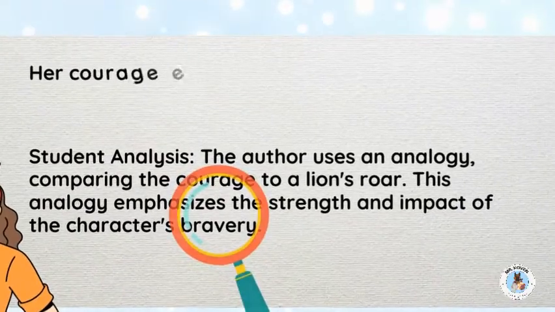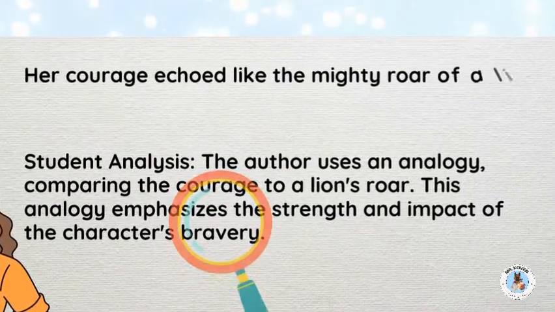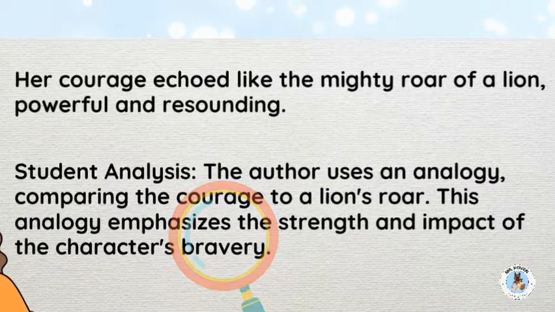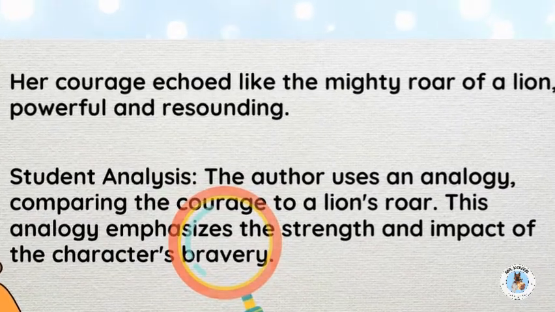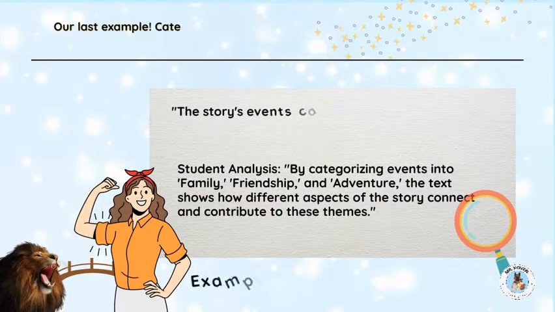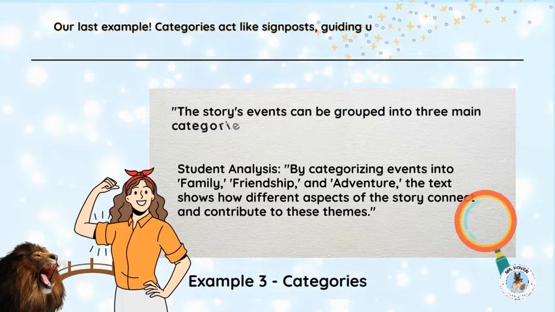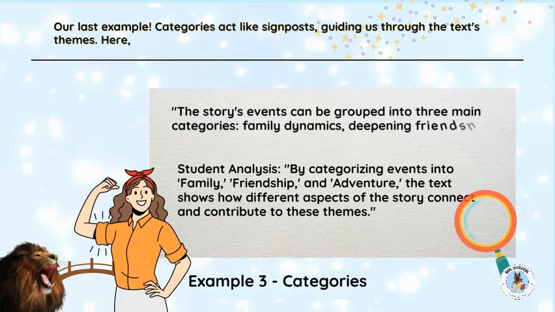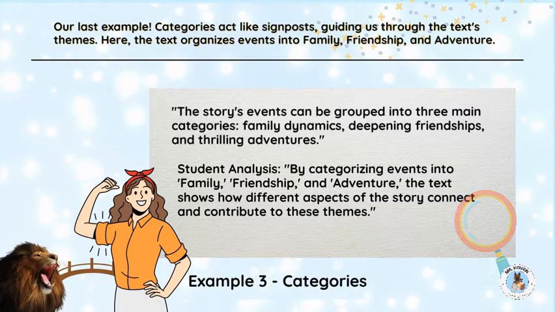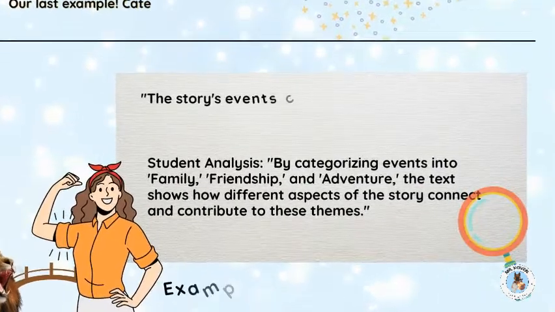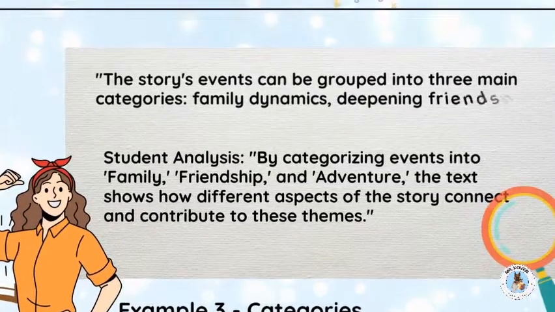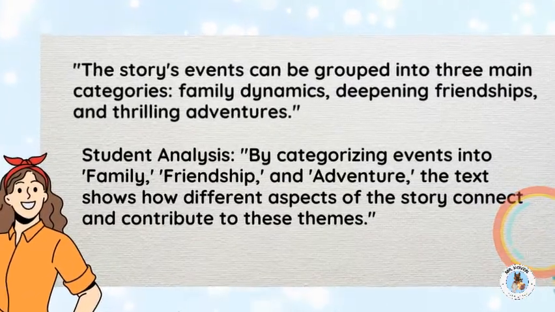Student analysis. The author uses an analogy comparing the courage to a lion's roar. This analogy emphasizes the strength and impact of the character's bravery. Our last example. Categories act like signposts, guiding us through the text's themes. Here, the text organizes events into family, friendship, and adventure. The story's events can be grouped into three main categories: family dynamics, deepening friendships, and thrilling adventures.